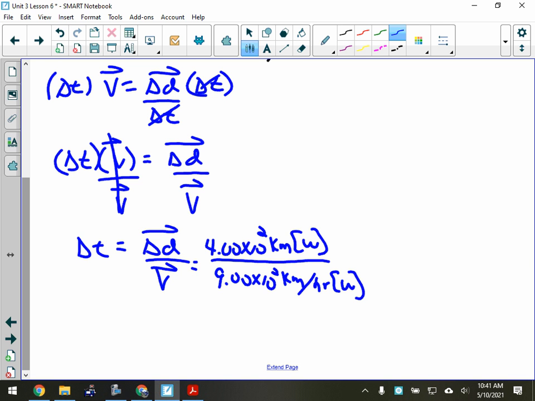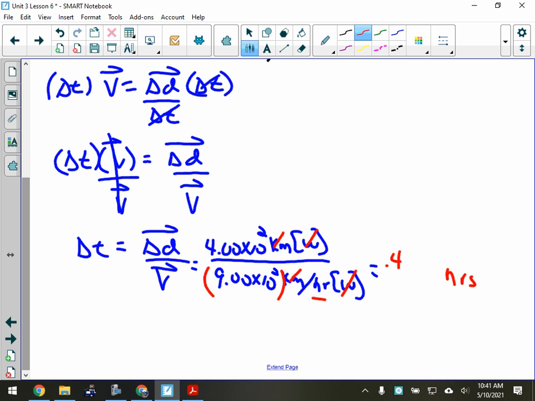Does time need to have a direction with it? Does time have directions? No. But you'll notice, conveniently enough, that kilometers is going to cancel with kilometers, and west is going to cancel with west. What are you left with? You're left with, of course, hours. So 400. Now you have to type this in properly. You're going to have to either use brackets or the e function. Or if you just go 400 divided by 900, you get 4/9, which is 0.4 repeating.